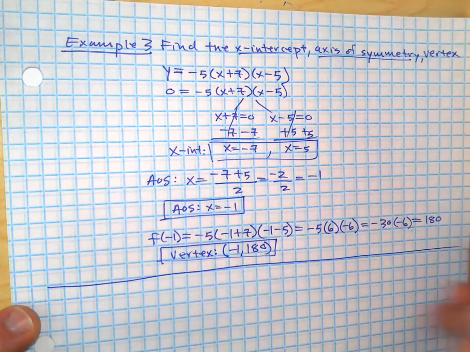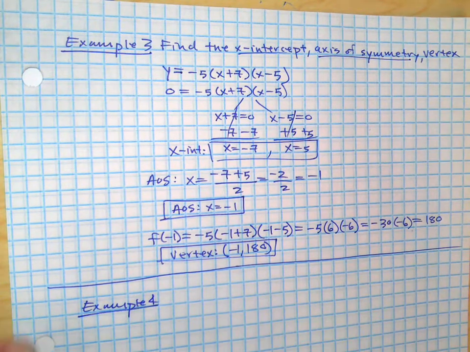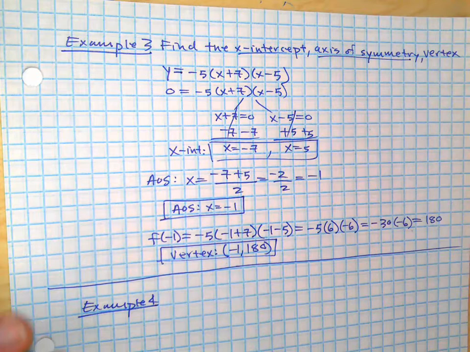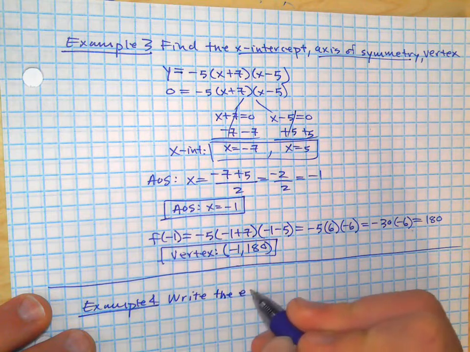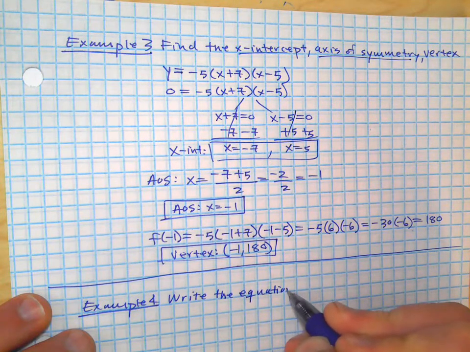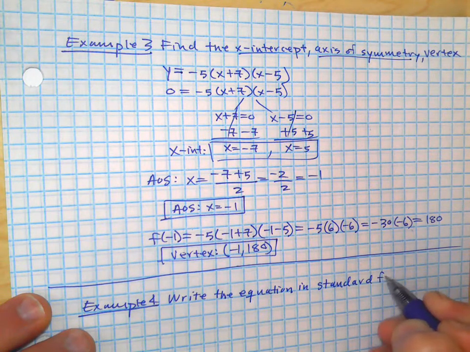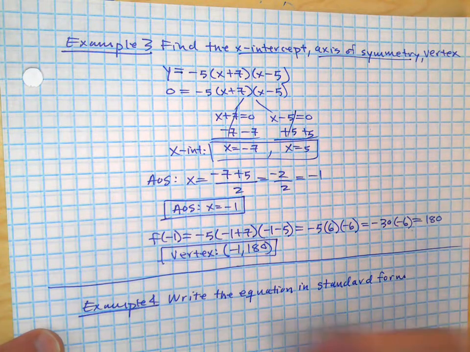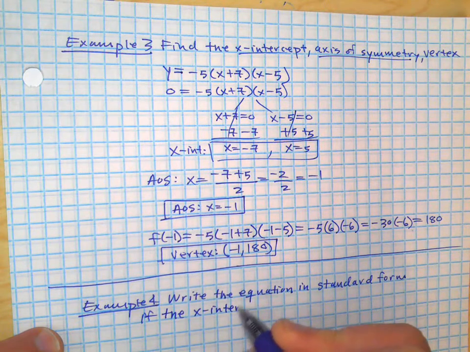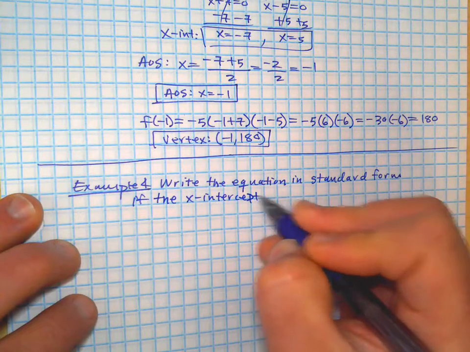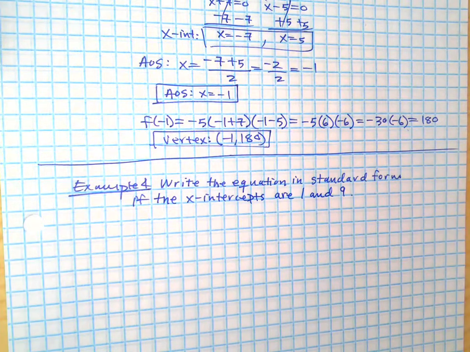Okay? Okay, last one. Example 4. So this one, we're going to actually write the equation in standard form, which is the first form we learned about with the parabola. Standard form if the x-intercepts are 1 and 9. So they're giving you the x-intercepts.